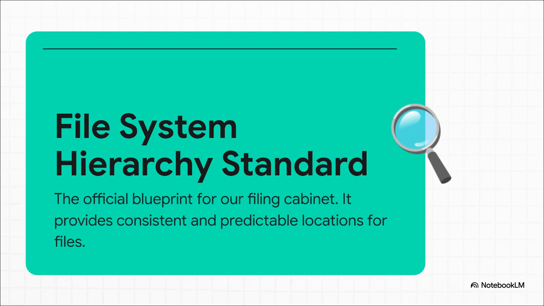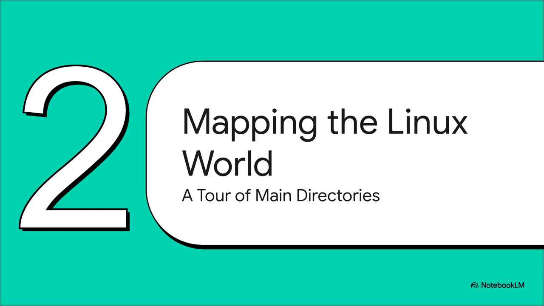You might be wondering, why isn't this filing cabinet just a total mess? Well, it's because of this, the File System Hierarchy Standard, or FHS. Think of it as the official blueprint for our cabinet. It lays out the rules saying essential programs always go in this drawer, your personal documents go in another, and system settings go over here. This standard is what makes any Linux system, no matter which one you're on, feel familiar and predictable. All right, we have our blueprint. Now it's time to take a quick tour of the main drawers in our cabinet. Let's start mapping out the most important places you'll need to know.